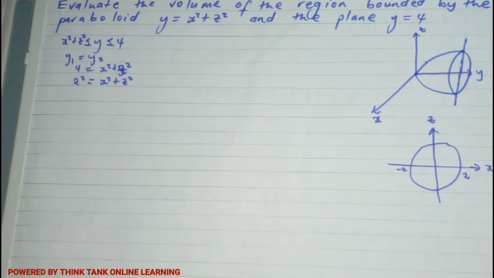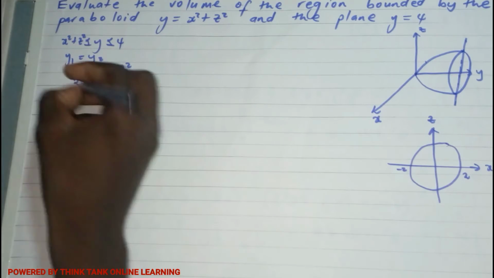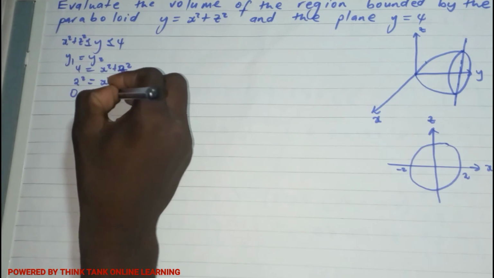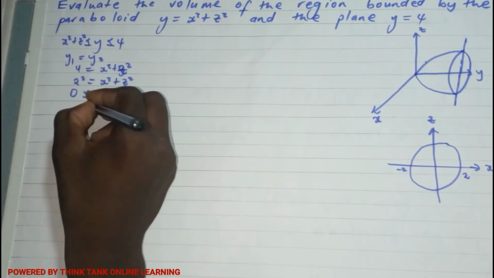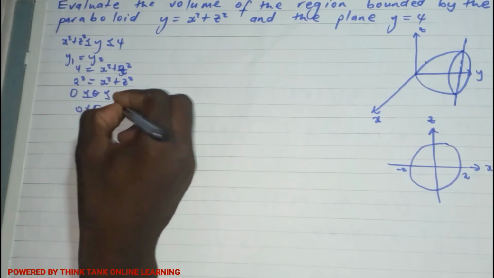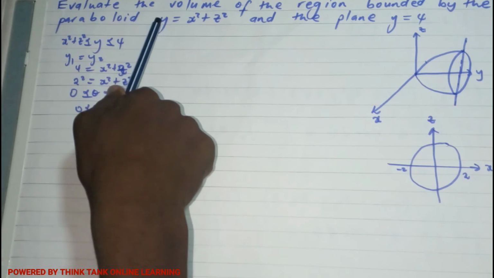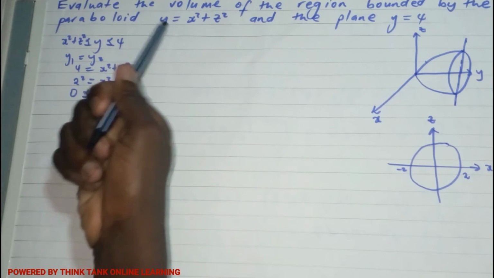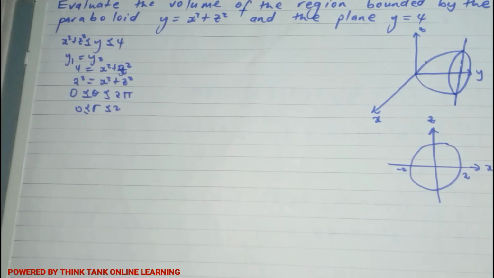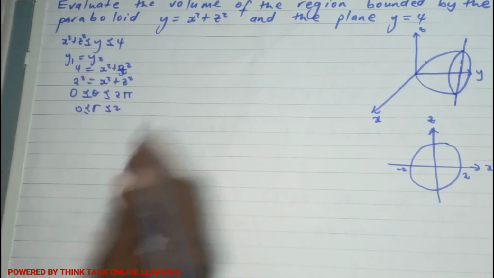Now let's evaluate the limits. I think we've done that. Theta, a full circle, from 0 to 2 pi. Then the radius r from 0 to 2. And guess what? We're good. Now it's time for us to evaluate our triple integral. I said this is z, but in this case I'm just treating it as y. So what is the lower bound of z?